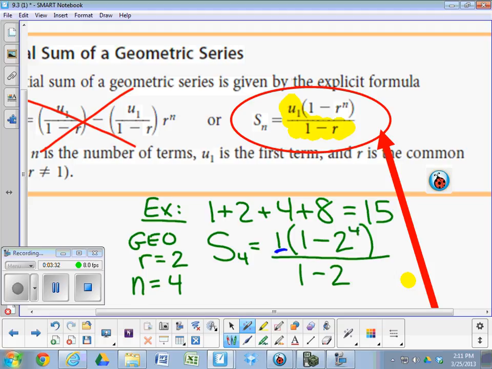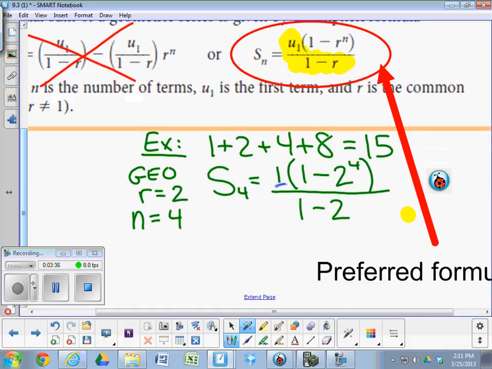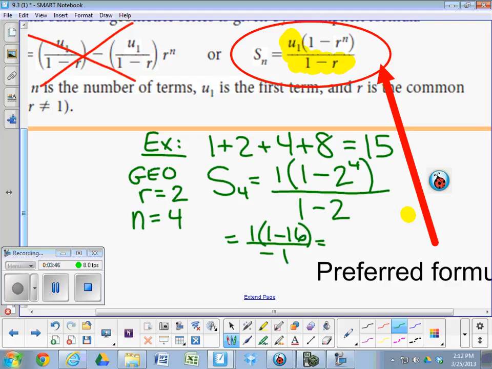So let's go ahead and work that out by doing, what's 2 to the 4th? Anyone? So we have 1 times 1 minus 16 over -1. So we have -15 over -1, or 15, which we already knew. We were just checking out the formula to make sure that it worked. So this video will be called, if you want to watch it later, Intro to 9.3.